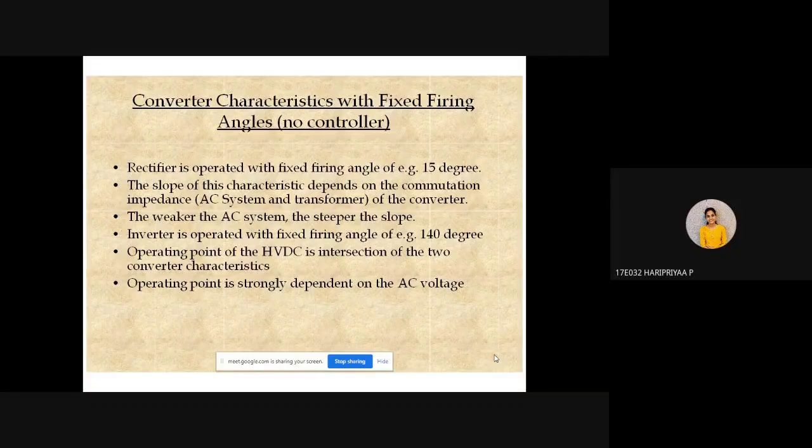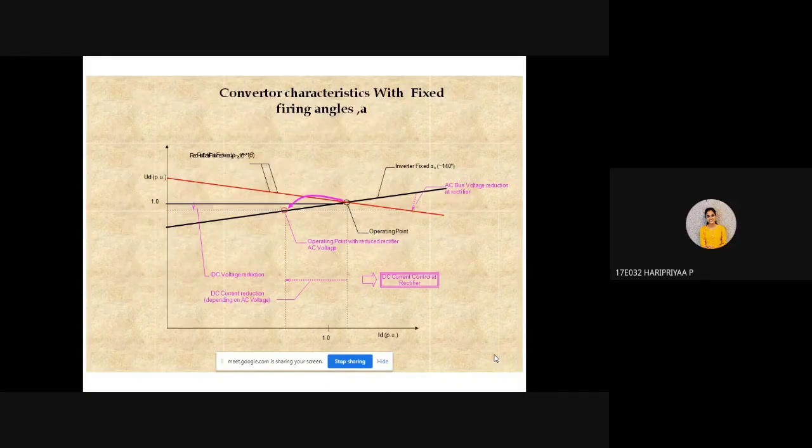The operating point of the HVDC is the intersection of the two converter characteristics. Operating point is strongly dependent on the AC voltage. As we said from the theory, let us see in this image, this is the inverter characteristic, and this is the rectifier characteristic. The intersection point of these two characteristics will be the operating point of the converter.